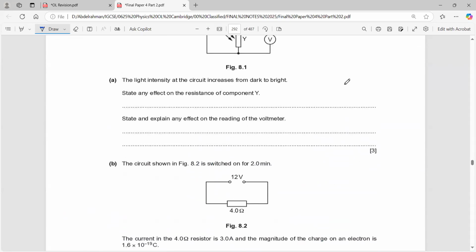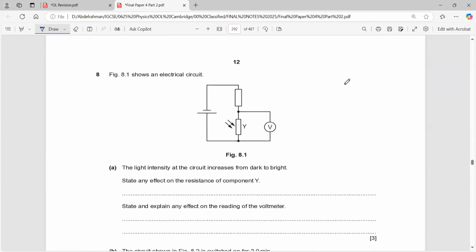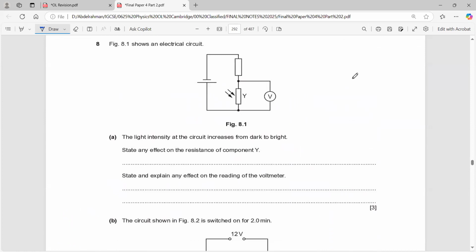Let's solve this question. I guess this is an easy question. Figure 8.1 shows an electrical circuit. The light intensity of the circuit increases from dark to bright. This is an LDR. Component Y is an LDR. So as the brightness increases, what happens to the resistance? Resistance decreases. What happens to the potential difference? The potential difference also decreases.